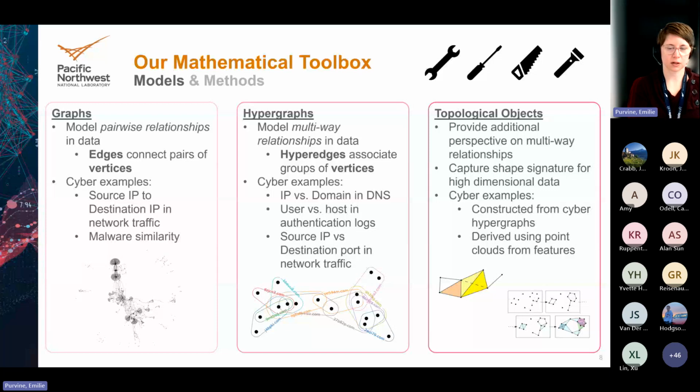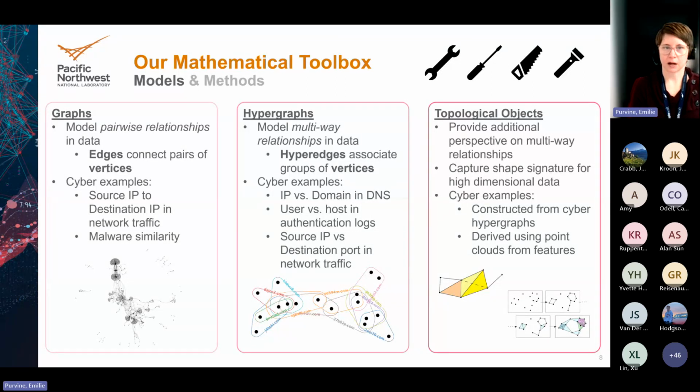So a group of users that authenticate to the same host would be a hyperedge, or source IP versus destination port in network traffic. So all of the source IPs that use the same destination port, they're doing similar things because they're using the same port. That would be another example of a hypergraph.